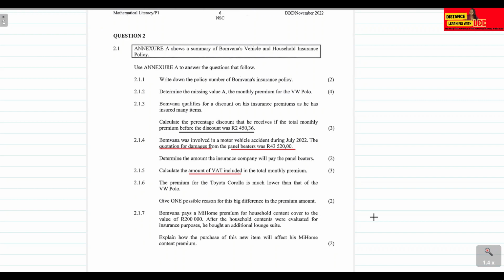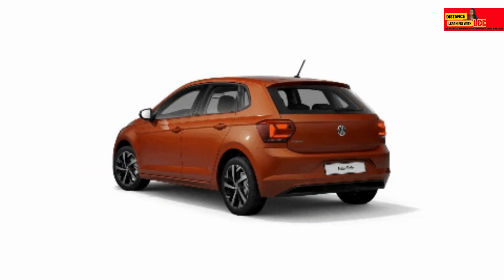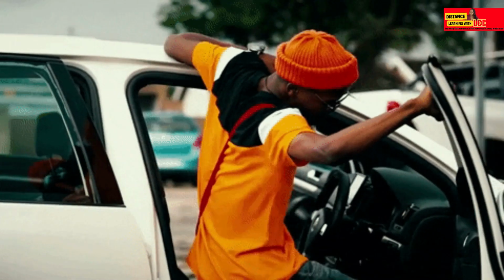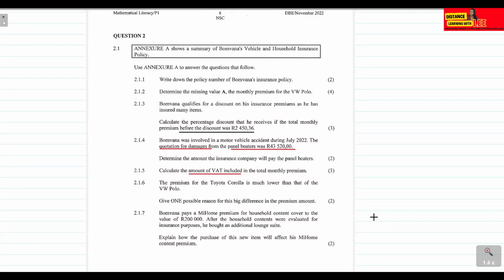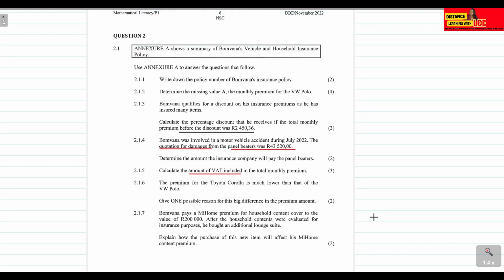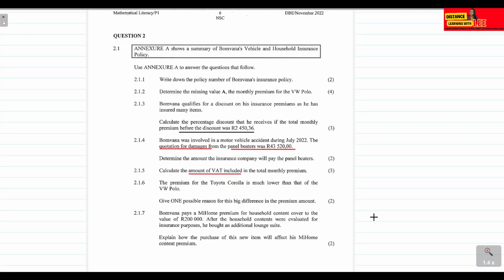So, if you're staying in South Africa, you already know the answer for this question. If you're a car fanatic, you love your VW, right? You already know why the premium for your VW is going to be higher, because the VW Polo is a high risk car. Point blank period. So if you want to buy that car, you're going to pay high insurance premiums for it, because it's in demand in this country by criminals. So in this case, you can give the reason that the VW Polo is a high risk car.